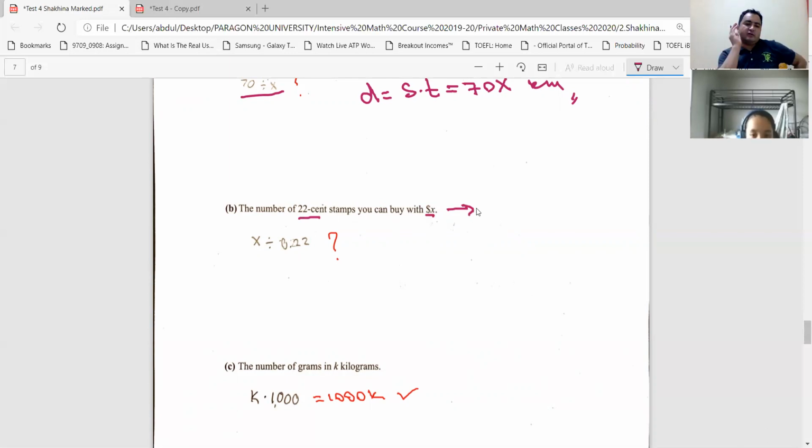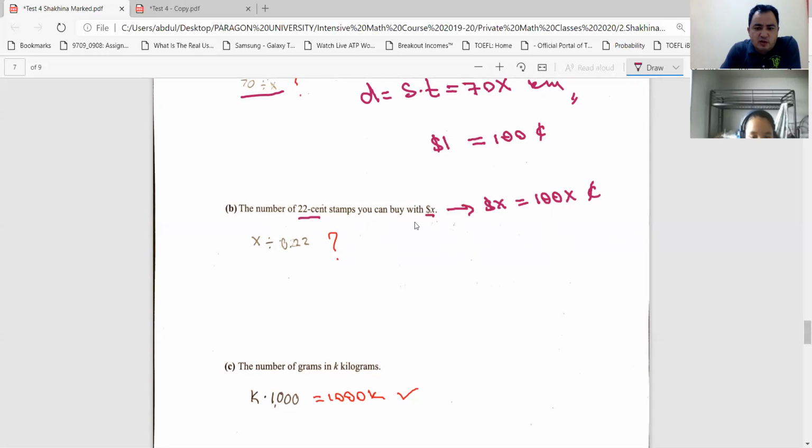Can you convert X dollars into cents, Shahina? X cents. Maybe it's like. If you have $1, Shahina, $1 is how many cents? 100 cents. Oh, so it's X times 100. Very good. So it is X dollars multiplied by 100. That is 100X cents. Oh, okay. So when we divide this, they cancel each other.